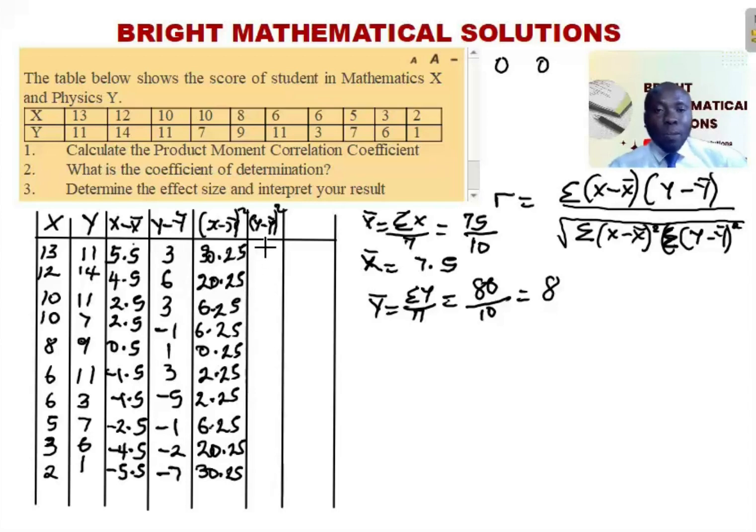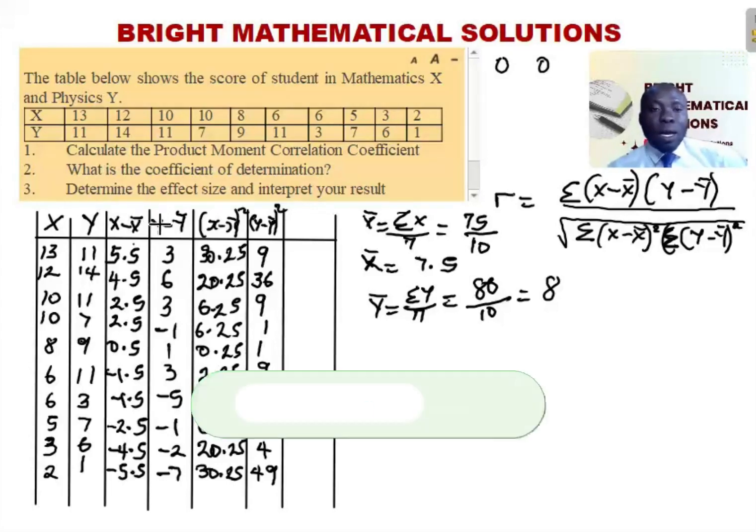3 square, that's 9. 6 square, that's 36. 3 square, that's 9. 1 square, 1. 1, we have 9. 5 square, that's 25. 1 square, that's 1. 2 square, that's 4. And minus 7 square, that gives us 49.